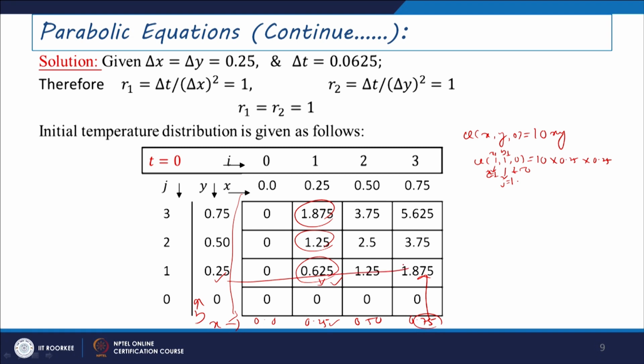In a similar way all other coordinates have been calculated, like 0.75, this reflects this point here, into 10. So, likewise all these coordinates here, this one and this one into 10. So, this value into this one into 10 here. Likewise all these values have been computed at the initial time level.